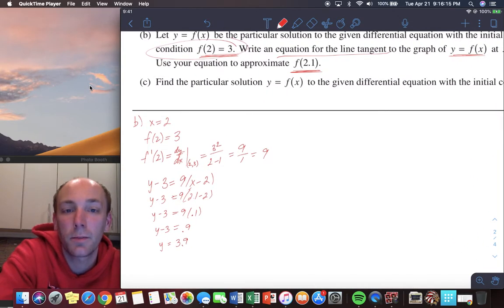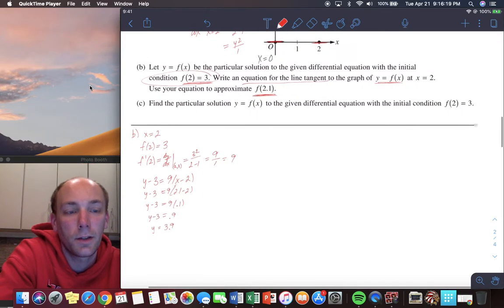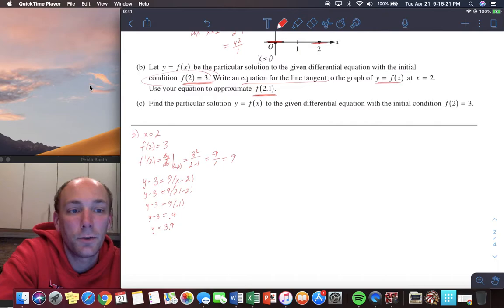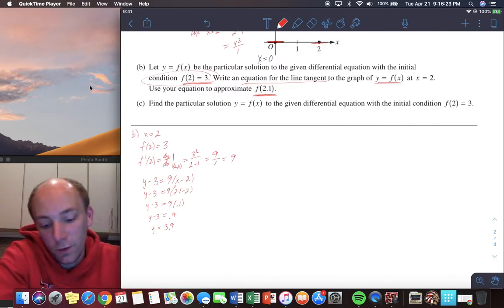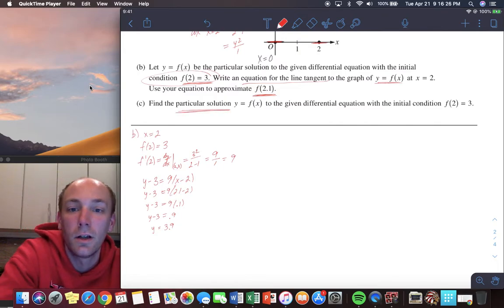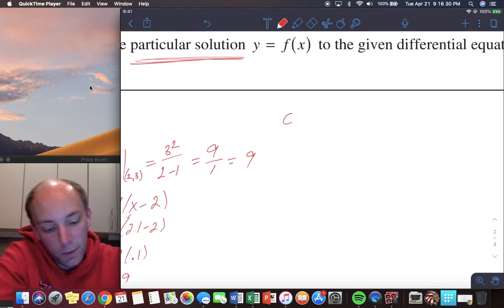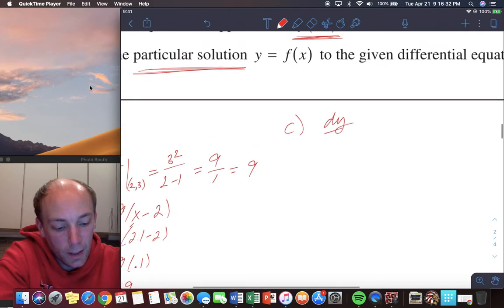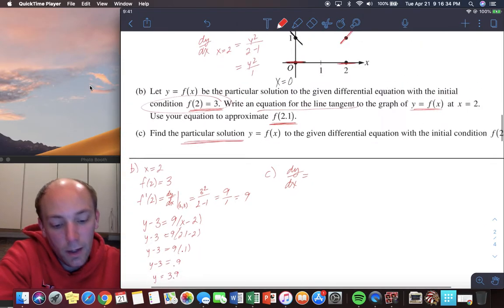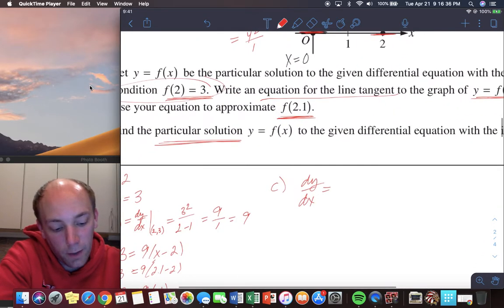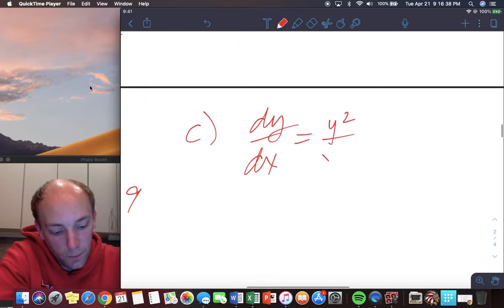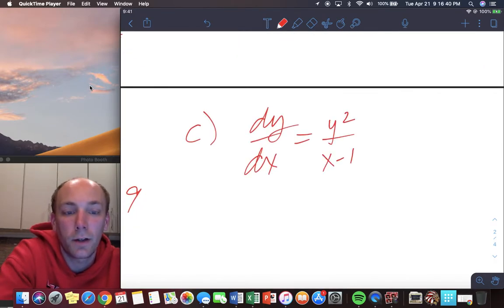Part C, find the particular solution y equals f of x to the given differential equation with the initial condition f of 2 equals 3. Because it says to find a particular solution, we are going to need to solve the differential equation. So for part C, we're going to take dy/dx equaling y squared over x minus 1, and we're going to solve that, okay?